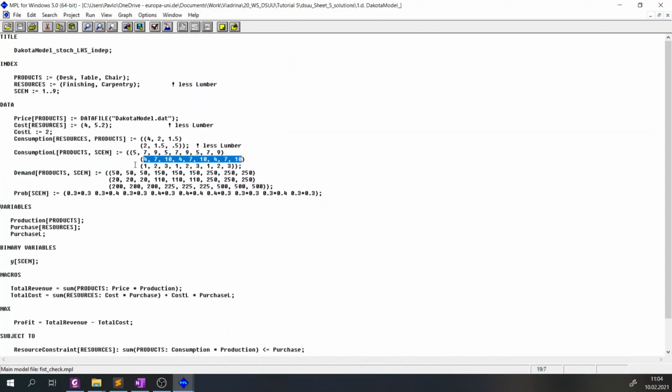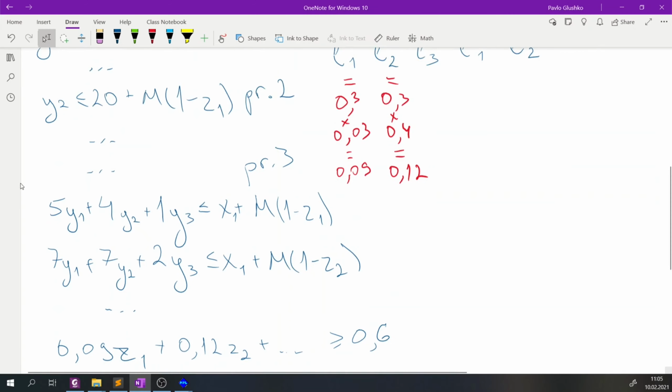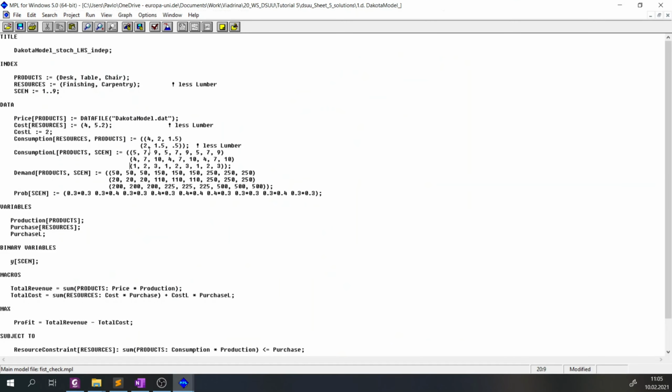And we see that if you imagine these columns, for example, the first column is related to scenario 1. In scenario 1, we have these coefficients of lumber consumption for three products, 4, 5, 1. And it's exactly what we had here. It's 5, 4, 1. Then here we have consumption of lumber for the second lumber scenario, then for the third. And then it repeats again. And in total, we have 9 columns, which are 9 scenarios.